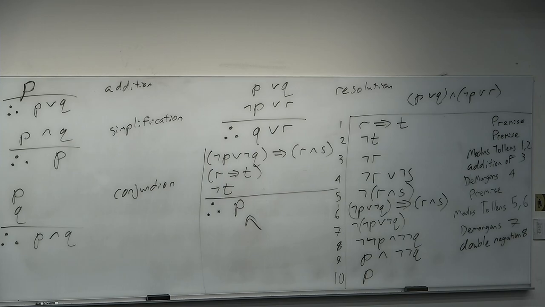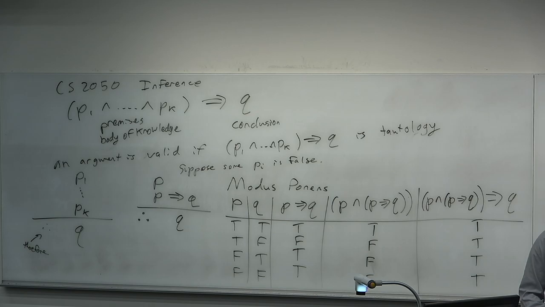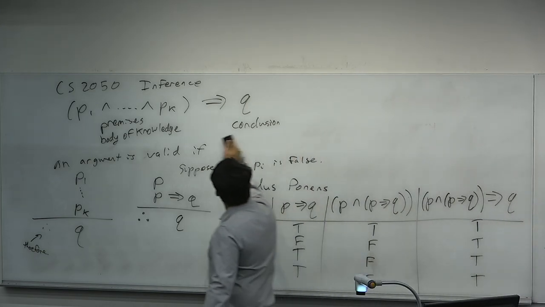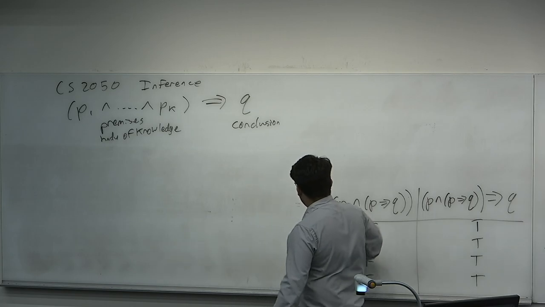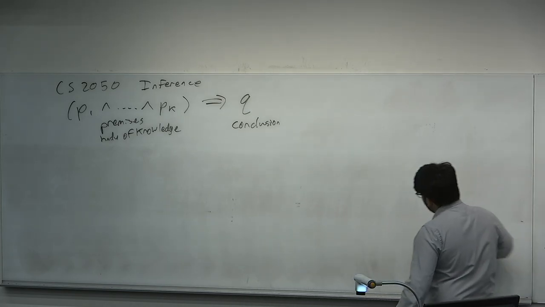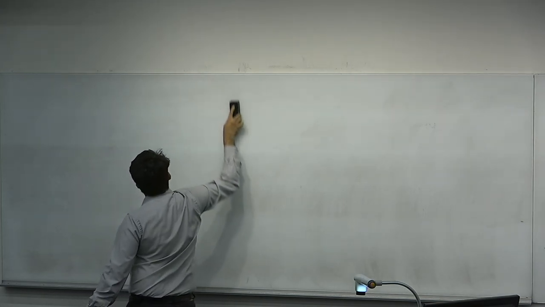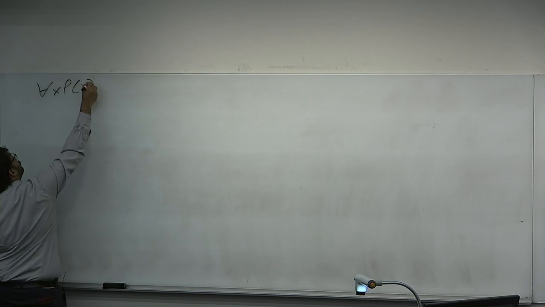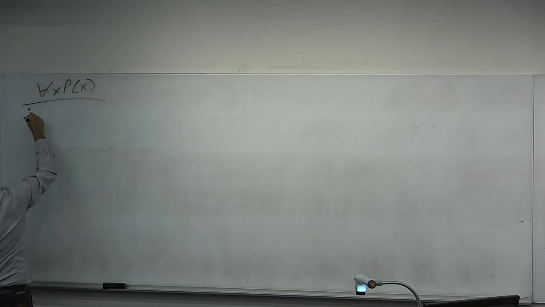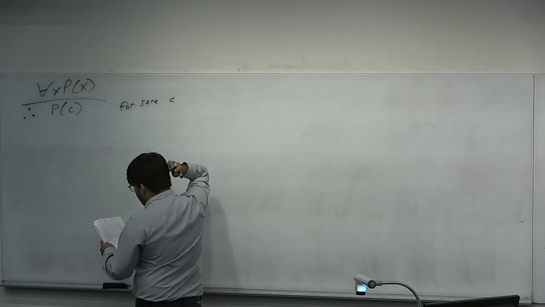All right, let's do some laws of thought, some rules of inference using quantification. For all x, p of x, from this you may deduce p of c for some c. This is specialization. It's called universal instantiation.